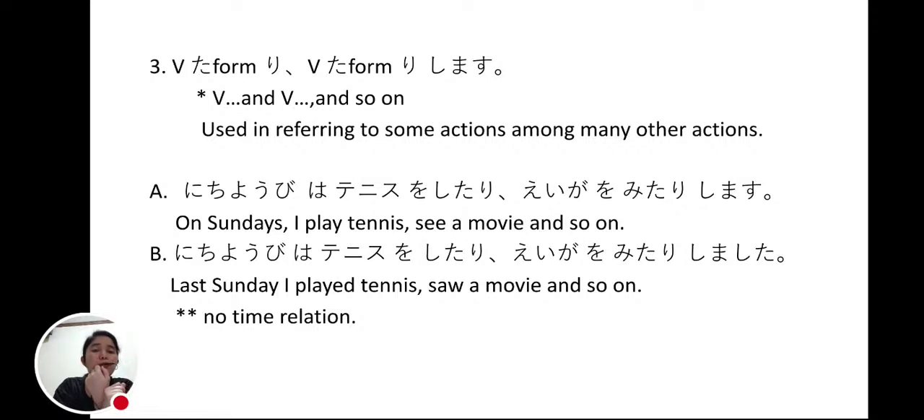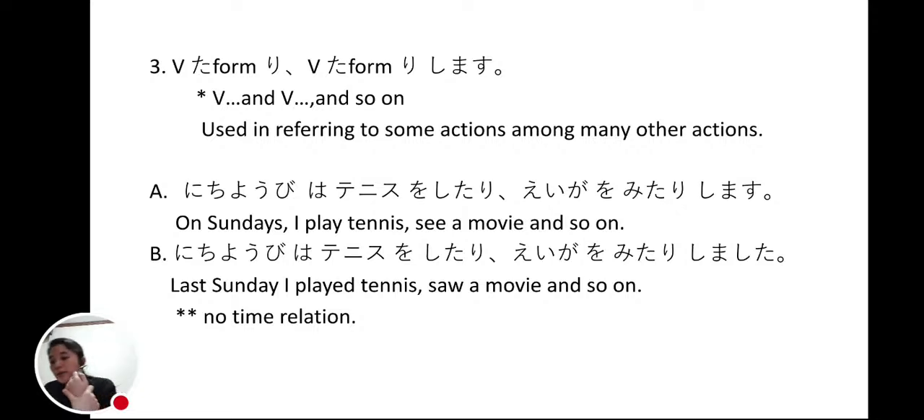For example, for past tense, we have letter B. Please look at letter B. We have Nichiyobi wa tenisu o shitari, eiga o mitari shimashita. It's in past tense. So we have, last Sunday, I played tennis, saw a movie, and so on.